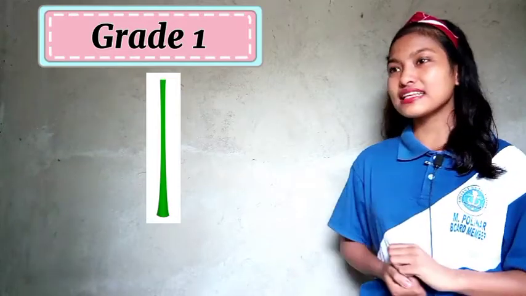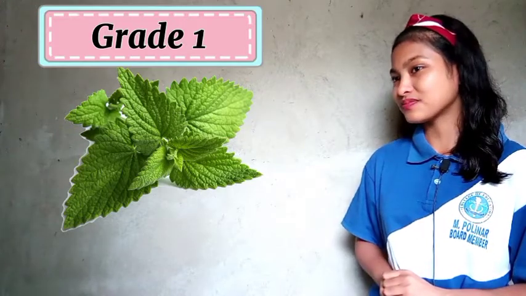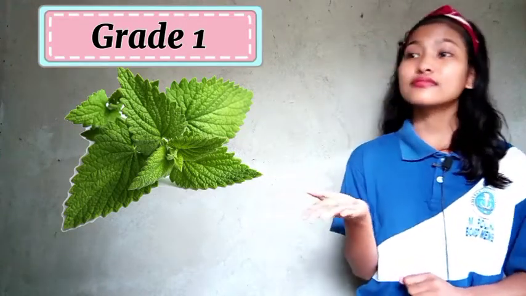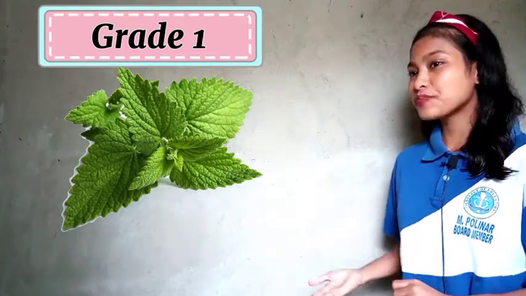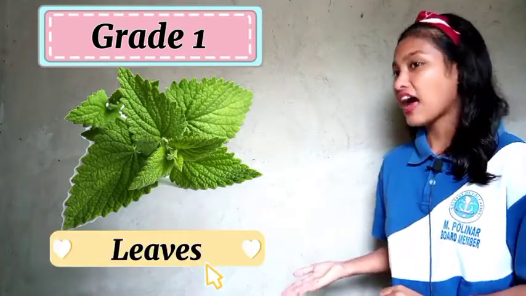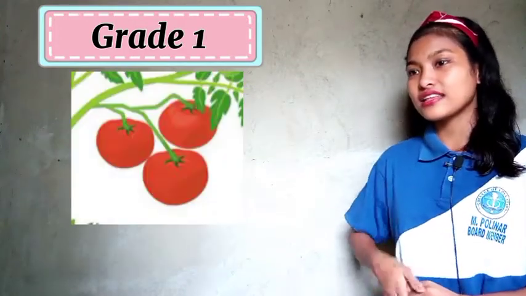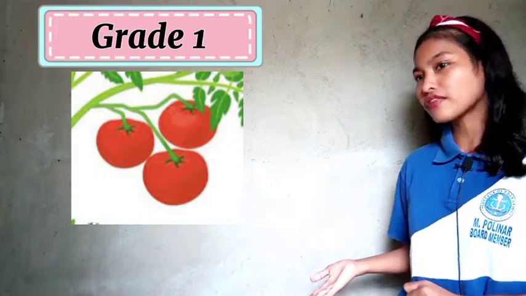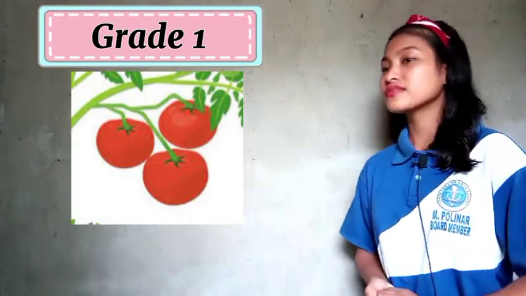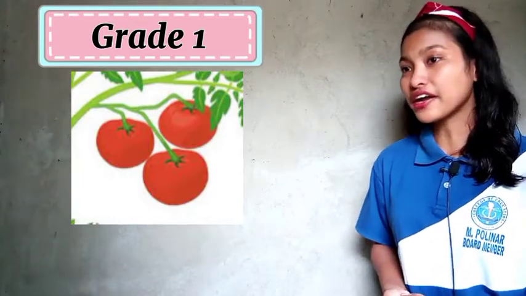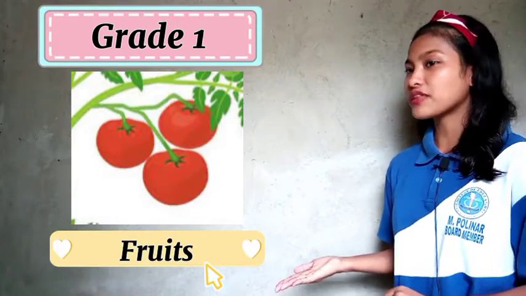The third one is this. What part of the plant is this? Can you tell me? Very good. This picture is leaves. Leaves is part of the plant. Next, this picture. What part of the plant is this? Can you give me the answer? Very good. This is fruits. Fruits is part of the plants.